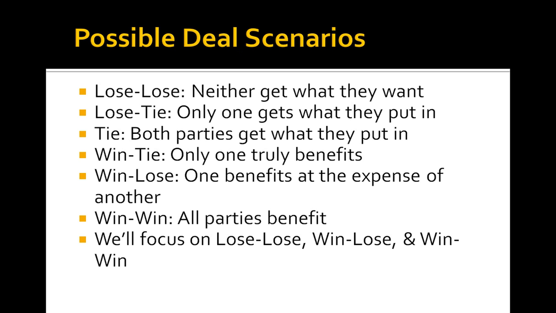The next one is a win-tie. So that's where there's no real effect to one of the parties in the negotiation, but for the other one it is a huge win, or they benefit from it. The next one is a win-lose. A win-lose is where one benefits at the expense of another. And then a win-win is where all parties involved benefit. So what we're going to talk about now, I'm going to leave out the tie scenarios. And we're going to talk about lose-lose, win-lose, and win-win scenarios.